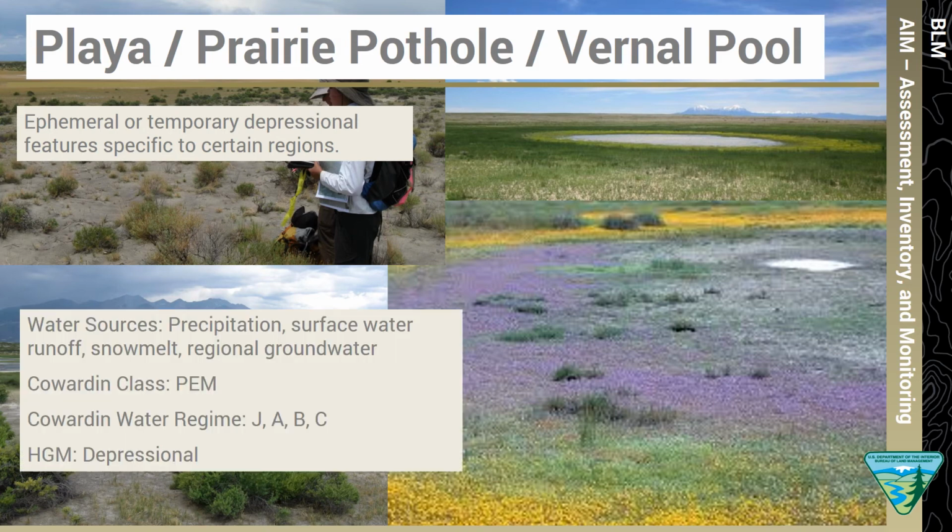Water sources include precipitation, surface water runoff, snow, and regional groundwater. In the Cowardin classification, they are palustrine emergent, or PEM. They can have Cowardin water regimes of J, intermittently flooded, A, temporarily flooded, B, seasonally saturated, or C, seasonally flooded. They are always depressional HGM class.